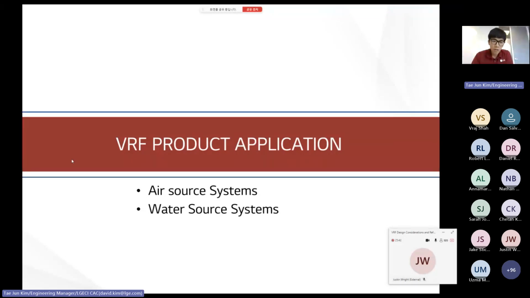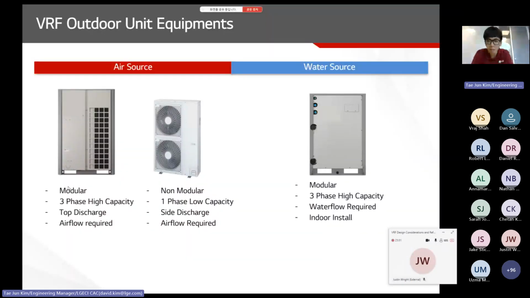And having said that, I'm just going to go into some of the VRF products that are available in the market. Okay, most of the products that are available can be broken down into air source and water source. Air source equipment basically means that we're doing a heat exchange between air and refrigerant. Water source basically means the outdoor unit is doing the heat exchange between the water and refrigerant. Now, most of the air source comes with three-phase units and also single phase for the lower capacity units.